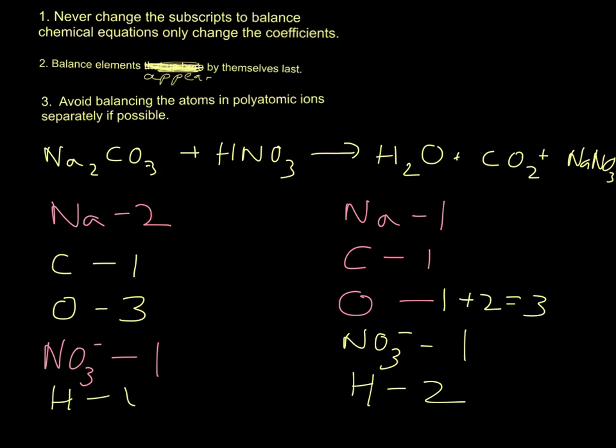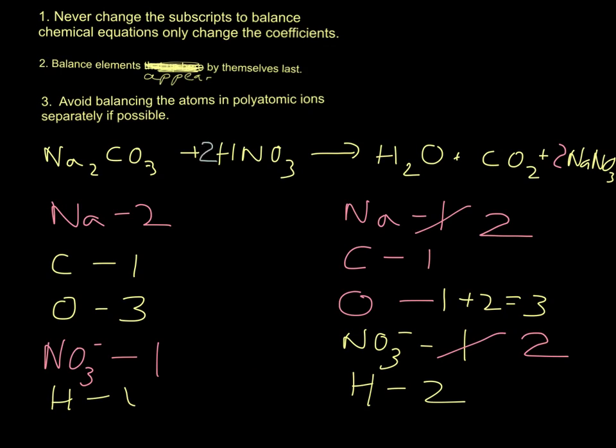Alright, so let's see what we've got balanced and what we don't. I have 2 sodiums here, 1 sodium here. What can I multiply 1 by to get 2? 2! So I have to place a 2 out in front of my sodium nitrate. That changes not only my sodiums, but it also changes my nitrate count. Now I look over at my equation, and I see that the next thing that's not balanced is my nitrates. I have 2 nitrates here, only 1 nitrate here. So what can I multiply 1 by to get 2? 2!